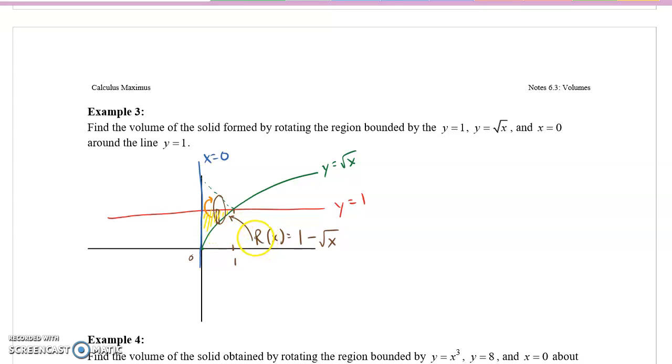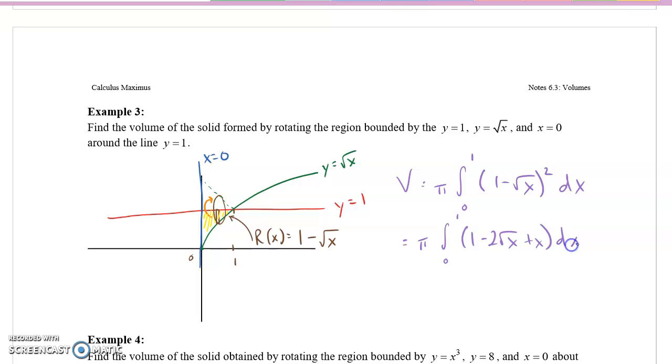But now we're going to say, well, this is actually not a rectangle. This is a radius that we're going to revolve. So we're going to do the pi r squared business again. So we're going to do the integral, the volume equals pi times the integral from, again, 0 to 1. Our radius squared is going to be 1 minus root x that we're going to square. And that's going to be a little bit harder. We're going to need to expand that out, right? We'll take 1 minus 2 root x plus x, and that's going to be our integrand.